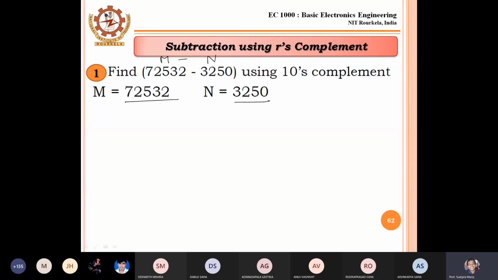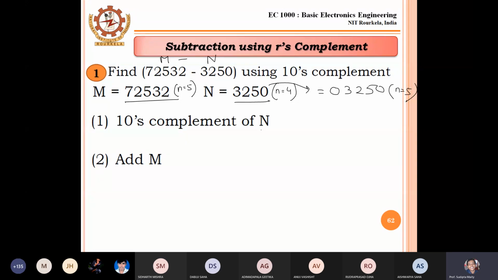How many bits in the M? It is 5 bits. So small m, n equal to 5. How many bits in N? It is 4 bits. So we cannot solve. We have to make this change: 0, 3, 2, 5, 0. Now small n equal to 5. The number of bits should be the same to perform any mathematics. Okay, you have to remember. Up to this, any doubt? No, sir.